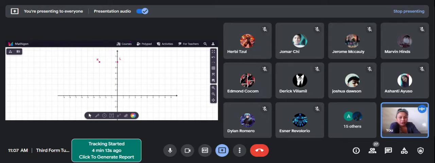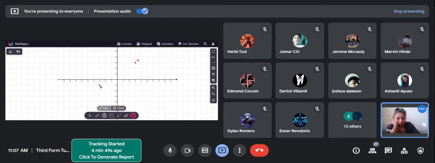The other point is 3, 3. So I'm going to draw a point at 3 and 3, and then I'm going to label that point as M. And then the last point that is given to me is negative 3, negative 3, down there. And this point is going to be called N.